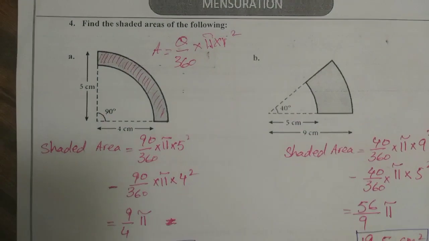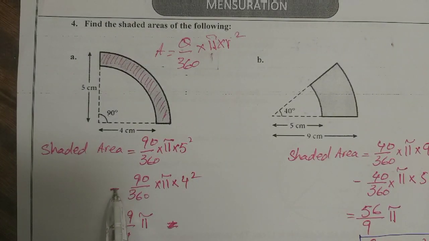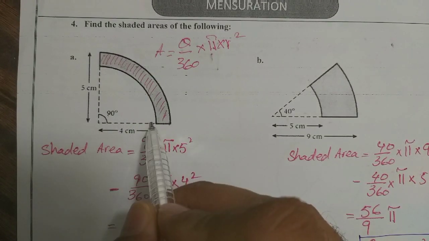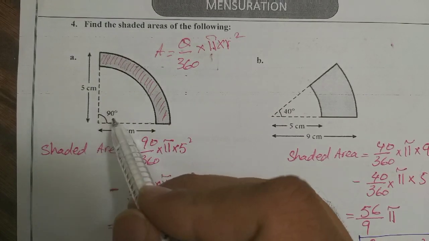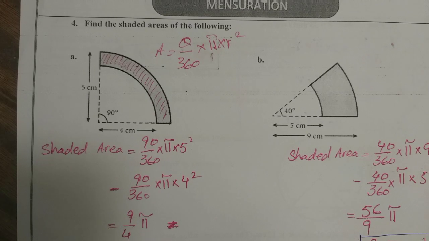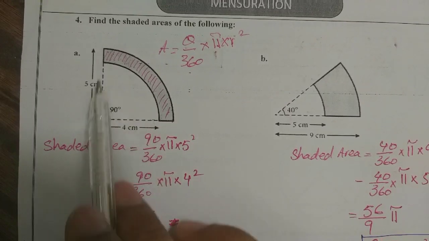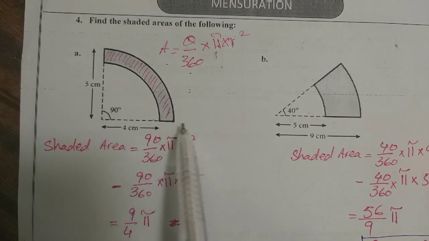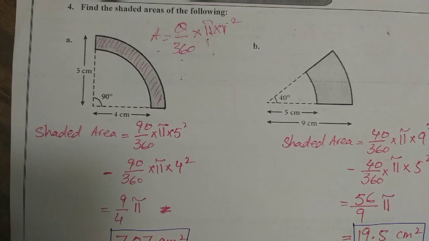It's very easy. So what will you do? Just replace the information in the formula, then subtract, because we need to find the area of the bigger sector minus the area of the smaller sector. So we find the area of the smaller sector and the bigger sector. You find the answer 9 over 4 pi. Then simplify, you find 7.07 centimeters squared. Because we subtract, we can find the answer.